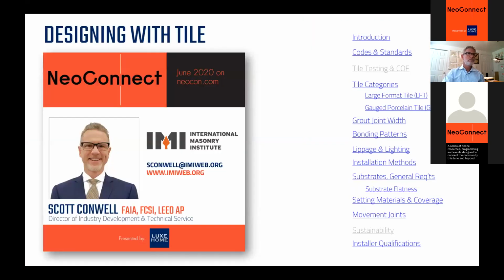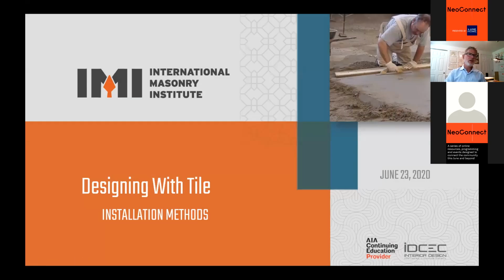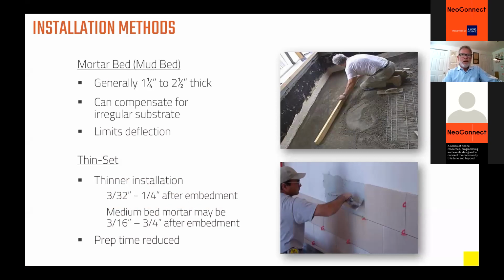All right, let us move on now. We're going to get a little bit more technical, and I think this is important, because installation methods could make or break your job depending on how good the installation is. So the ANSI standards tell us that there are basically 2 categories of installation methods. We've got the mortar bed methods. There are about 3 mortar bed methods, and there are about a dozen thin set methods.